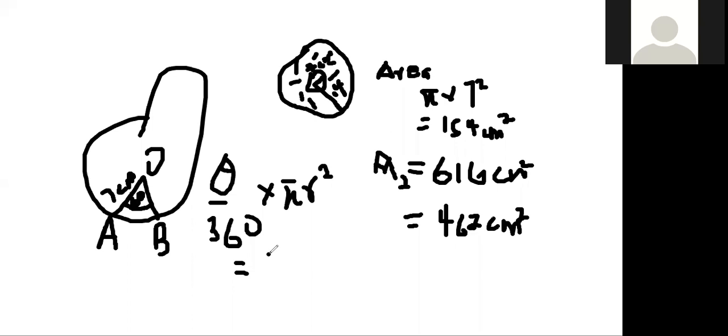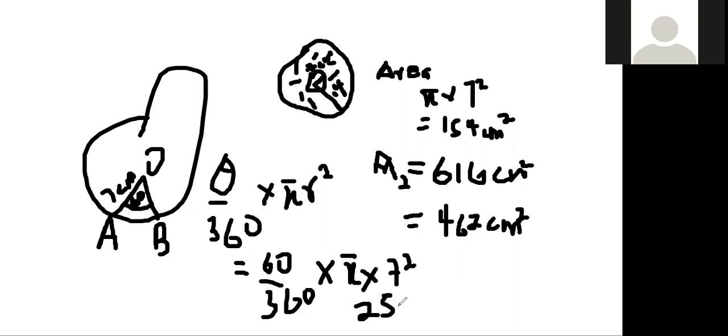Now the theta is 60. Okay, so that will be 60 over 360. The answer is 25.67 cm squared. Yeah, 25.67. Good. 25.67 cm squared.